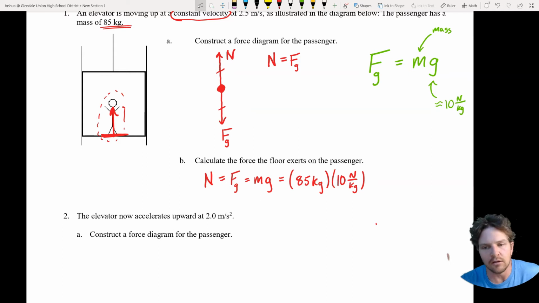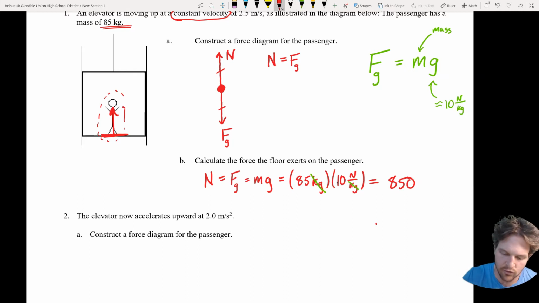But go ahead and watch that because it goes over how newtons per kilogram and meters per second squared kind of turn into the same thing. But now we see why 10 is nice. 85 times 10, 850. And what would my units be? Well, here I got kilograms. There in the denominator I have kilograms, so my units end up being just newtons.